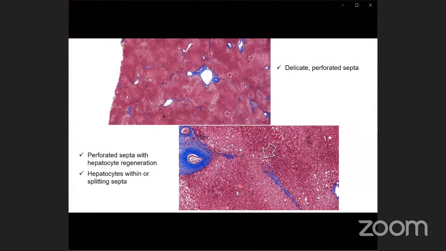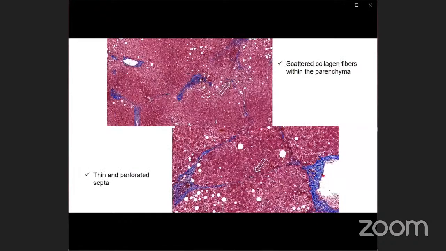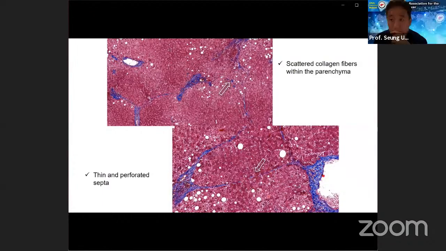In the higher power, the fibrous septa is perforated by regenerating hepatocytes, and there are hepatocytes within the splitting fibrous septa. These are features of regressing fibrosis. Here is another case. The fibrous septa are scattered and thin, not continuous. And in this thin perforated septa, you can see hepatocyte regeneration.